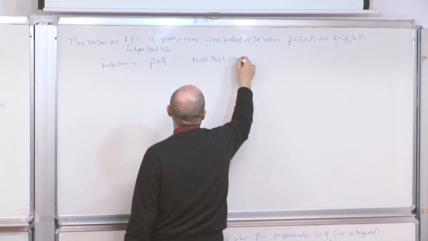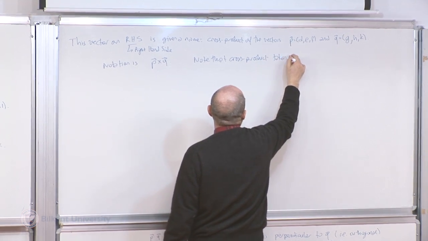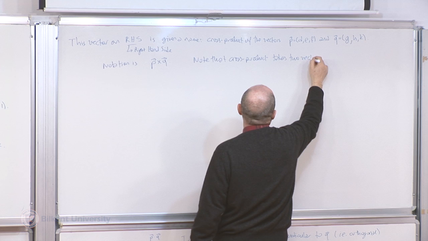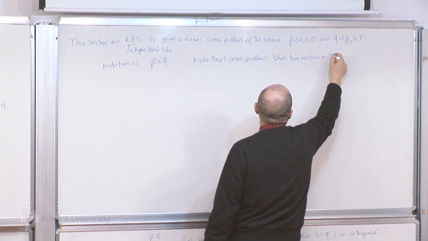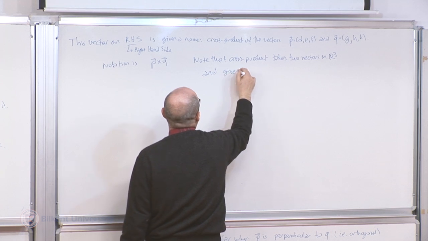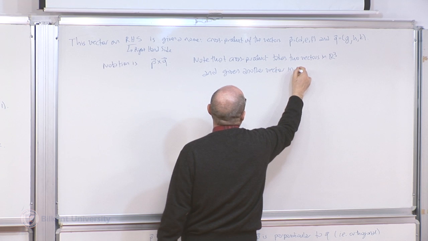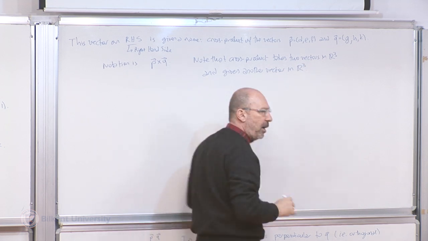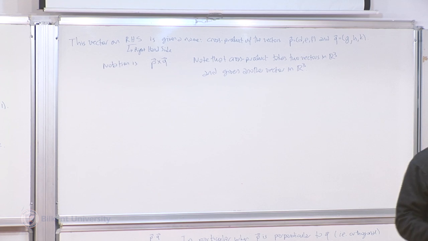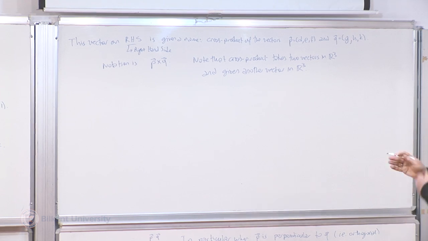Note that this is a vector. Cross product takes two vectors in R3 and gives another vector in R3. I keep emphasizing R3 because this definition is valid only in R3. In higher dimensions you have to invent something else.